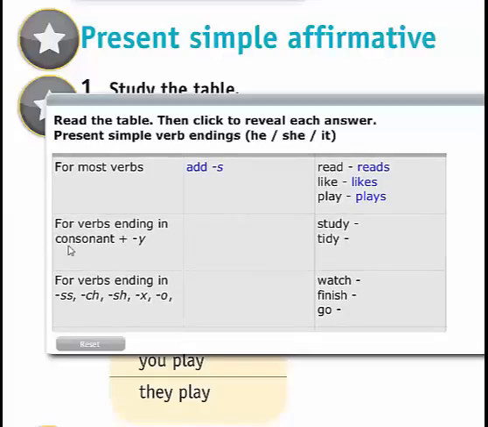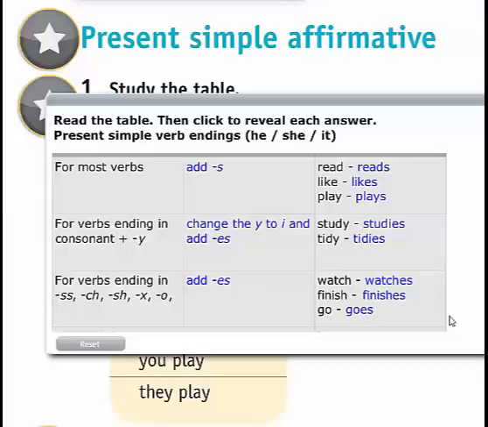For verbs ending in a consonant plus the letter Y, we change the Y into I and we add ES. For example, study, studies, tidy, tidies. Look at the spelling. For verbs ending in double S, CH, SH, X, and the letter O, we add ES. So we say watch, watches, finish, finishes, go, goes.